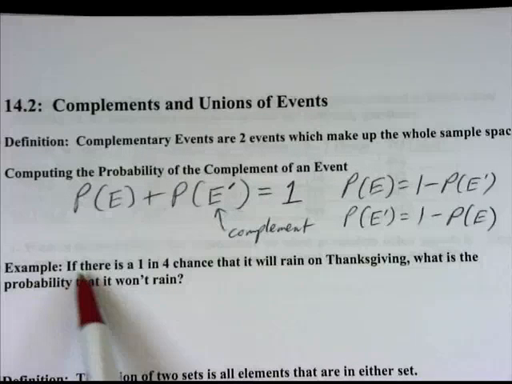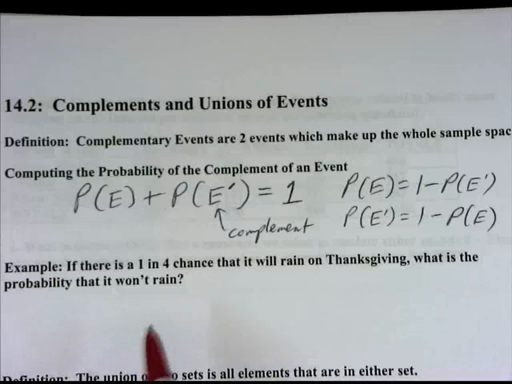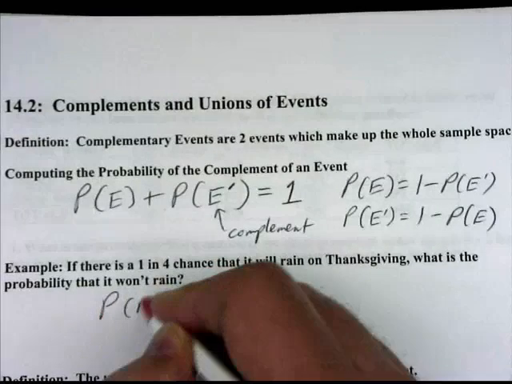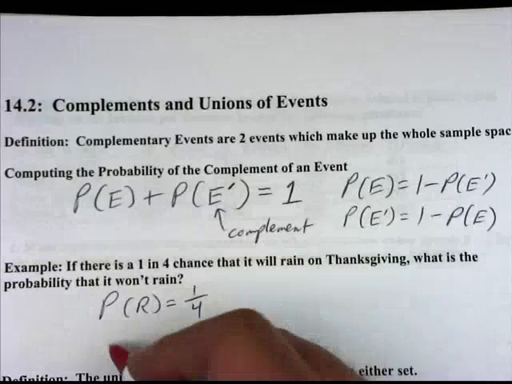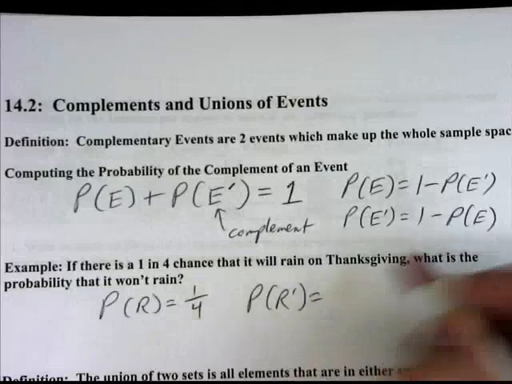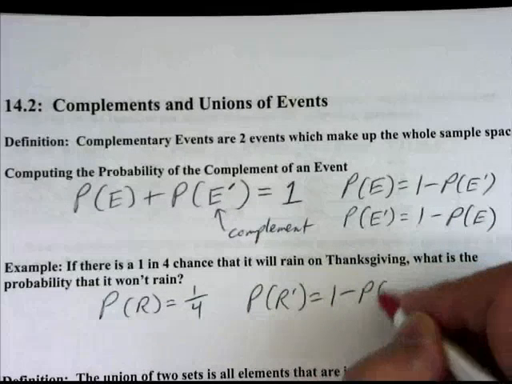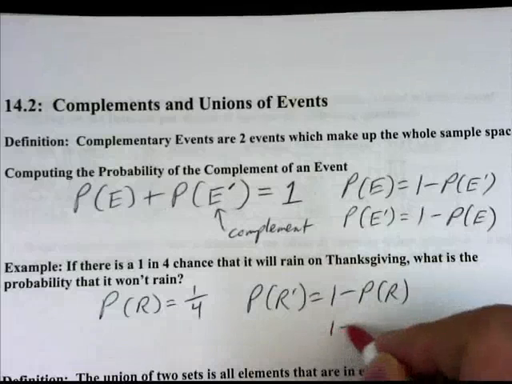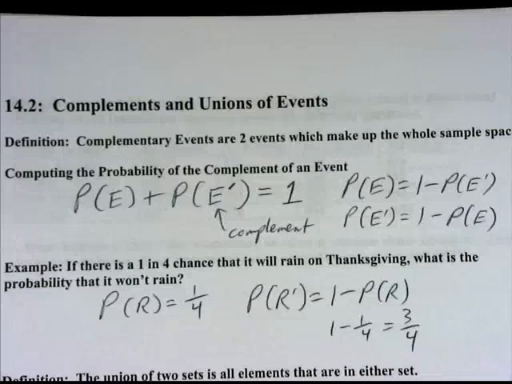So let's look at an example. If there is a 1 in 4 chance that it will rain on Thanksgiving, what is the probability that it won't rain? Well, the probability of rain is equal to 1/4. Probability of not rain, using this formula up here, would be 1 minus the probability of rain. So it would be 1 minus 1/4, or 3/4.